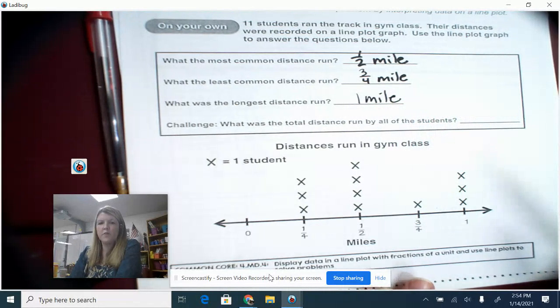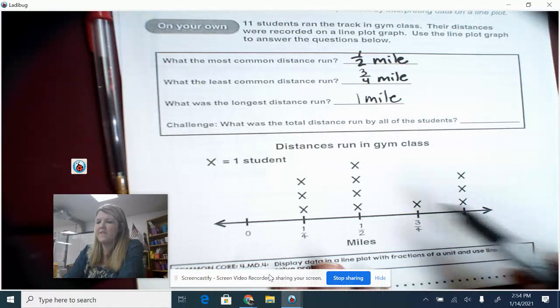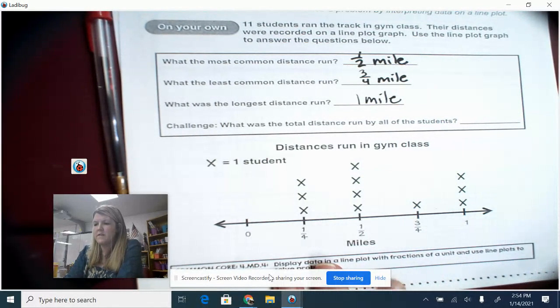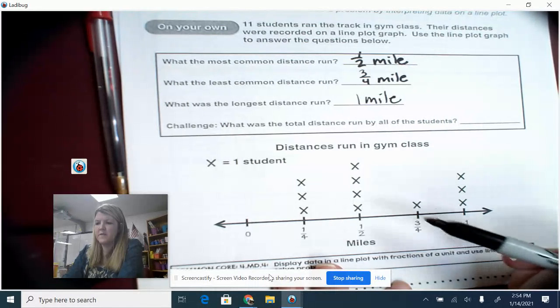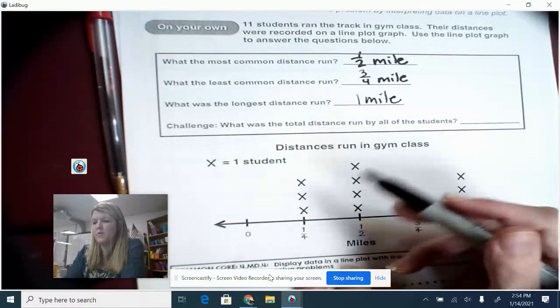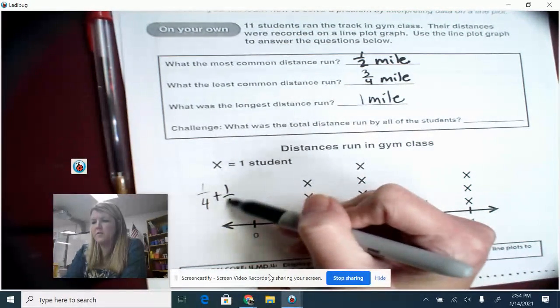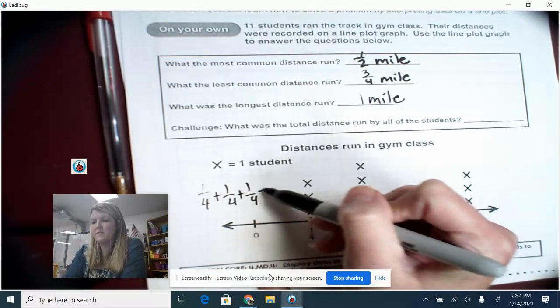And then we're going to go ahead and do the challenge. What was the total distance run by all the students? So on that one, we're going to have to add up all of these. So we can kind of do it in groups. Since I've got 3 that ran 1/4, I know that 1/4 plus 1/4 plus 1/4 would give me 3/4.